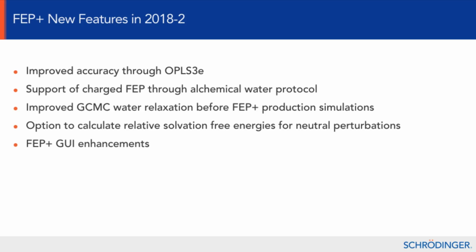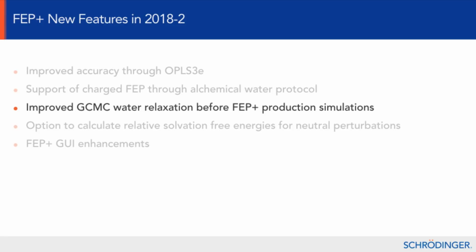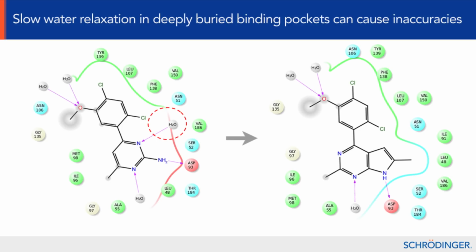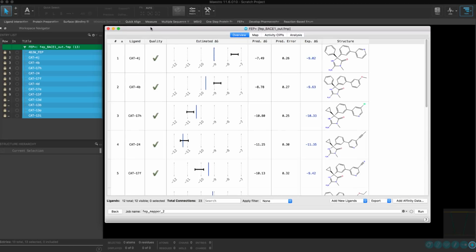Other FEP enhancements include an improved Grand Canonical Monte Carlo or GCMC water relaxation. The GCMC enhances the sampling of water in buried pockets, preventing issues where water molecules can get trapped in binding pockets if present initially, or if binding pockets remain empty if no water is present initially.